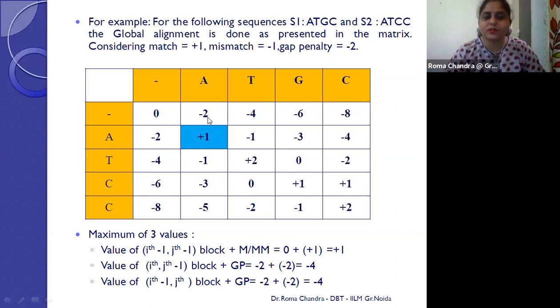The next two values are this value and the third value is this value. I kept both of these, -2 and -2, and I need to add the gap penalty, which is taken as -2. So -2 again, -2 again, the final scores are -4 and -4. I got these three values: +1, -4, -4. Out of these three, my maximum value is +1, so I kept my value +1 here.